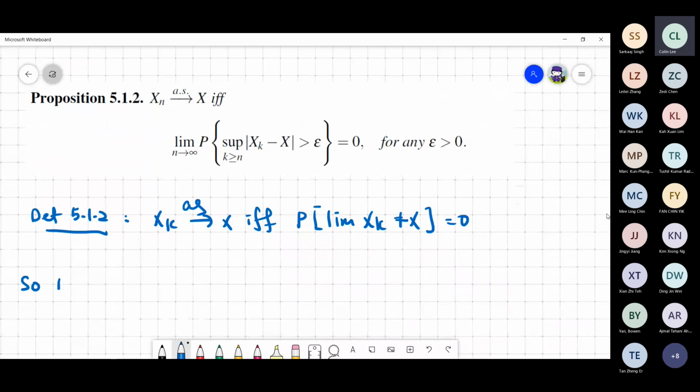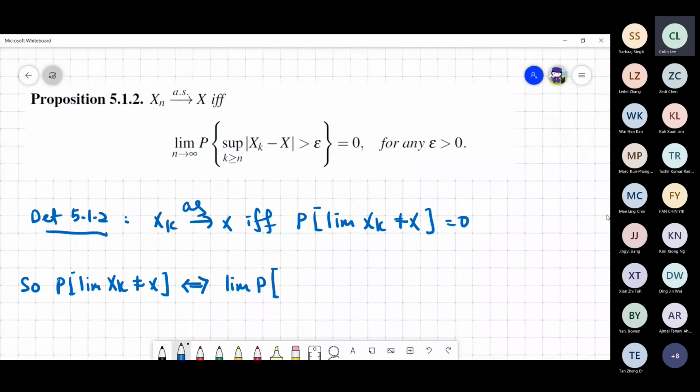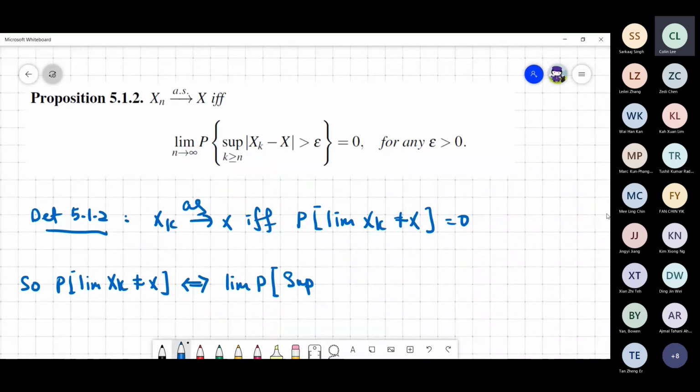So I have P of the limit of xk not equal to x if and only if the limit of P of the supremum over k of |xk minus x| larger than epsilon equals 0 for all epsilon. Okay, so this is the case.